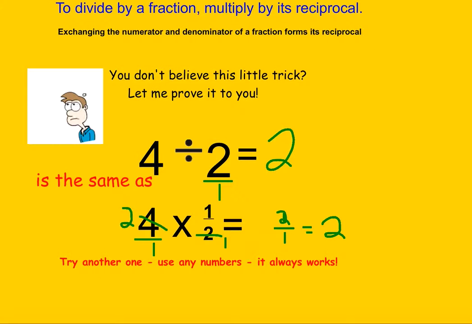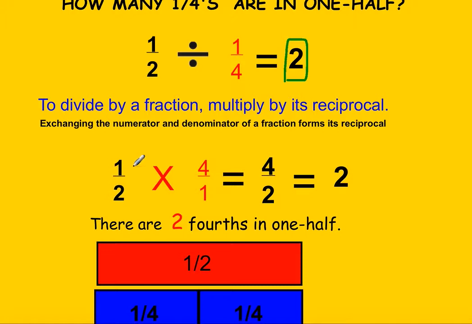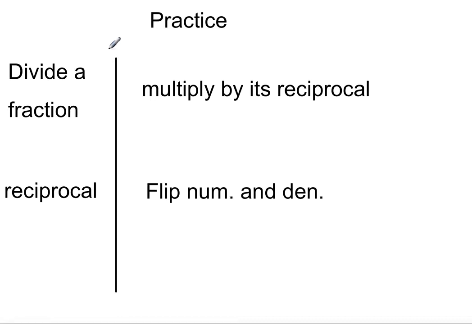It'll always work. So if we look at this and we ask again, how many 1/4 go into a half? We know the answer is 2. Okay, so if we did that trick, 1/2 times the reciprocal of 1 over 4, we flip it. We could simplify these, or we could just multiply. 1 times 4 is 4, 2 times 1 is 2, and you'd get 2. So let's look at some more, but let's get out our notebook first.